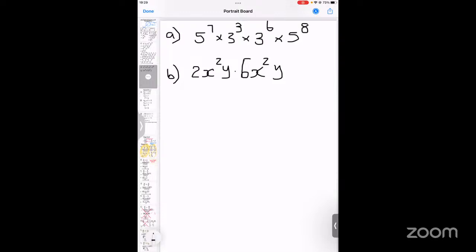So now we are going to move on. With us moving on, Manahil, I want to introduce law number 2. This is when we are dividing powers of the same base. Dividing powers of the same base.